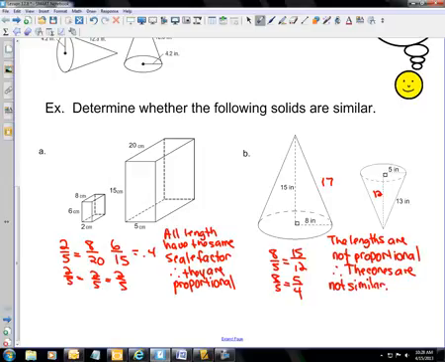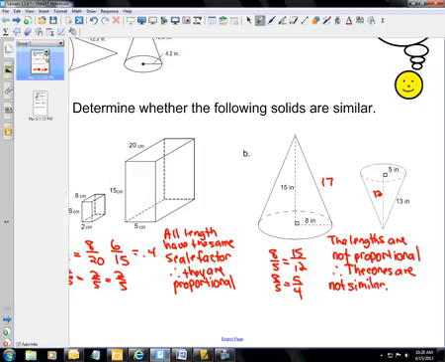The lengths are not proportional, so the cones are not similar. So that part of it's pretty easy, and this other part is not horribly hard. It's just a little trickier.